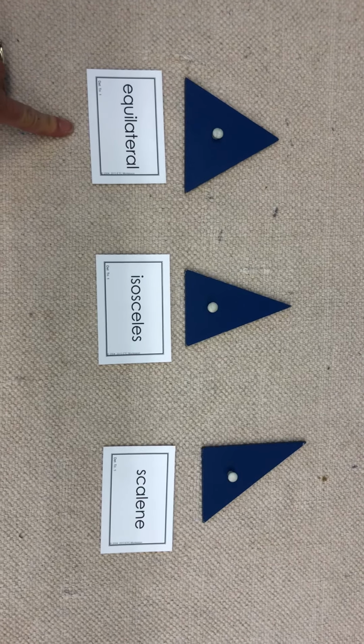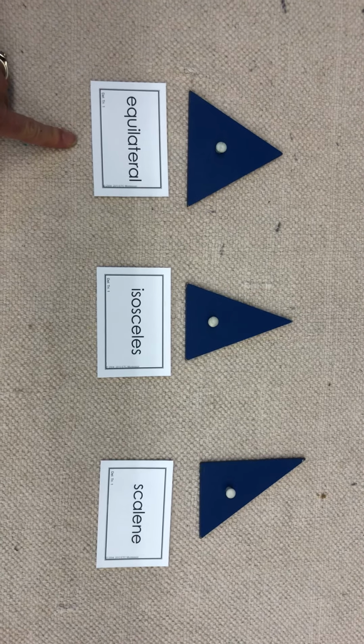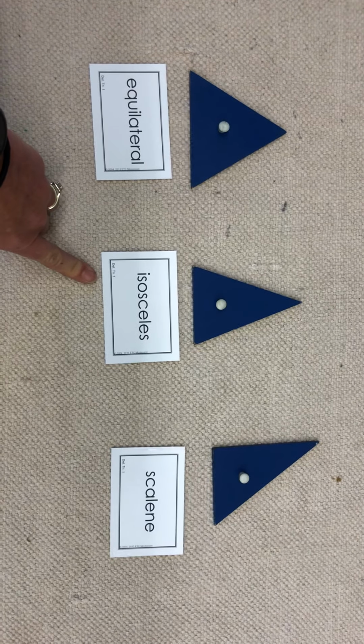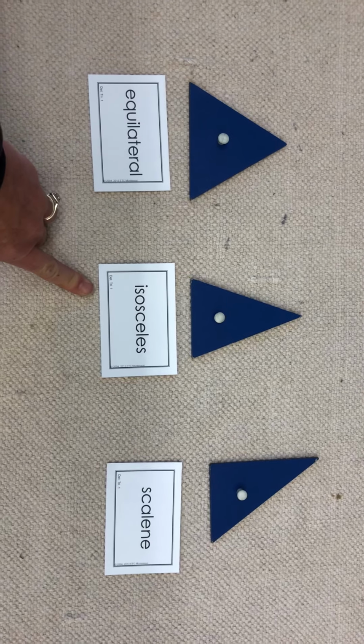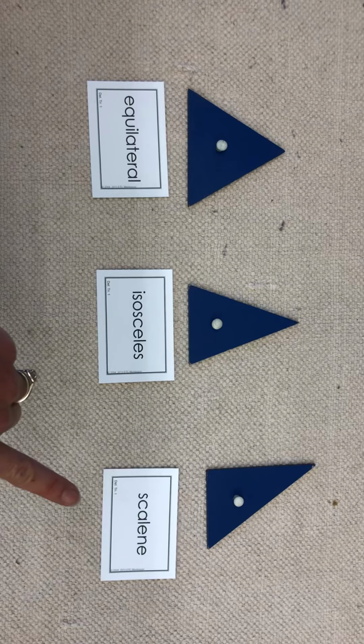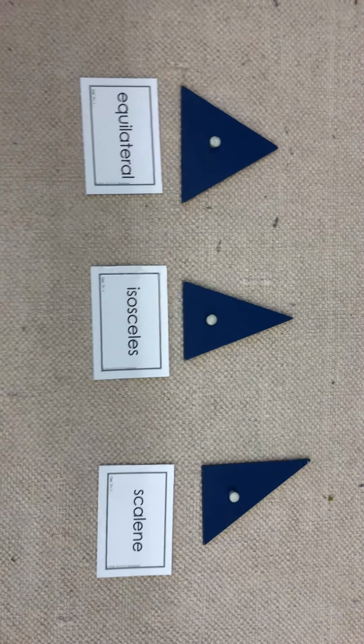Equilateral triangle. All sides are equal. Isosceles triangle. Two sides are equal. Scalene triangle. No sides are equal.